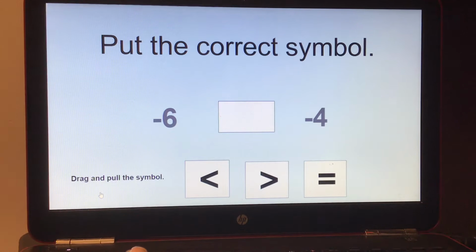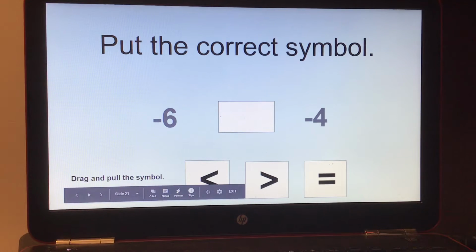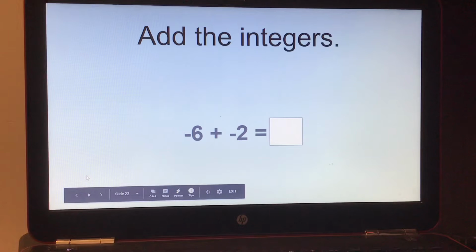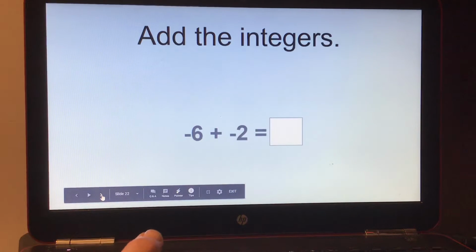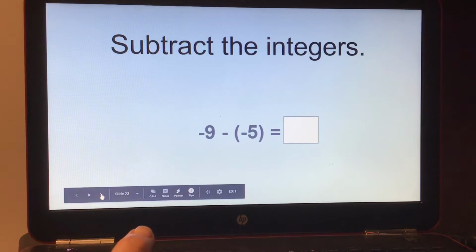put the correct symbol. You're going to drag and pull the symbol, whichever symbol you think it is. Let's go back. So you would drag the symbol to the middle here. And add the integers, subtract the integers.